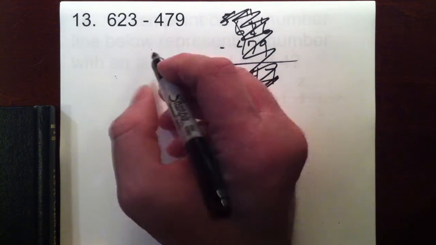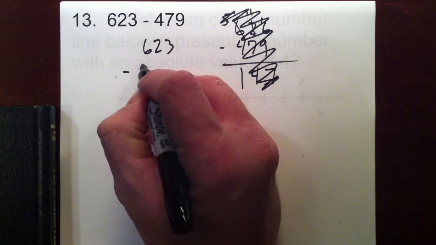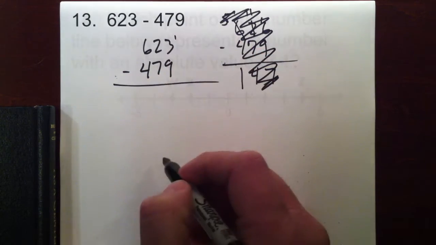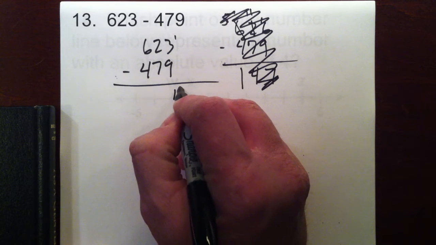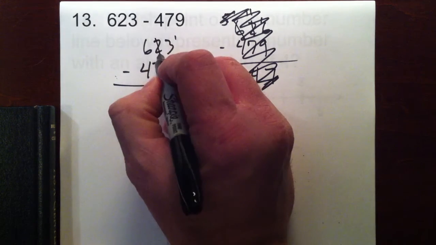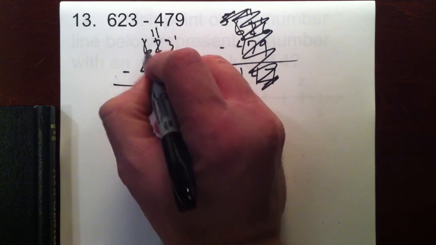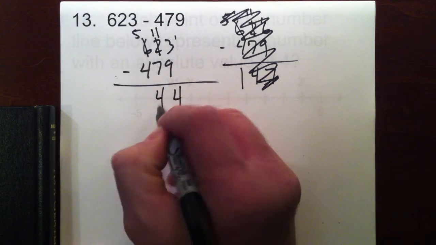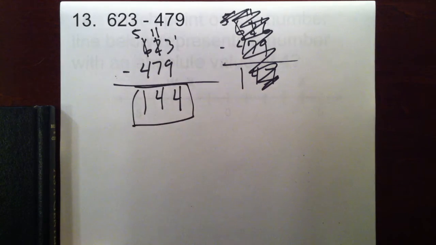Excuse me, I did that one wrong. I wrote it down wrong. 623 minus 479. Please forgive me. That becomes a 13. 13 minus 9 is 4. But we had to borrow from the 2, and that became a 1. Well, that doesn't work, so we had to make that an 11 and borrow from here and make that a 5. 11 minus 4 is 4. And 5 minus 4 is 1. Answer is 144.